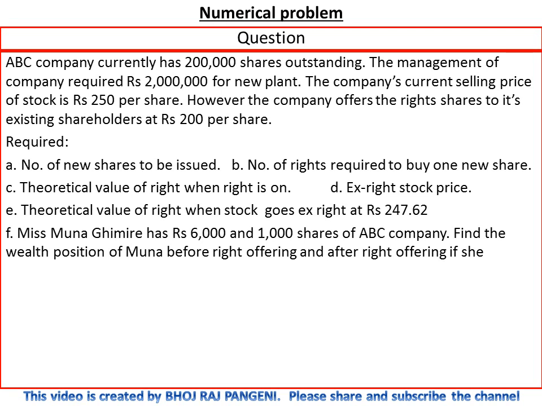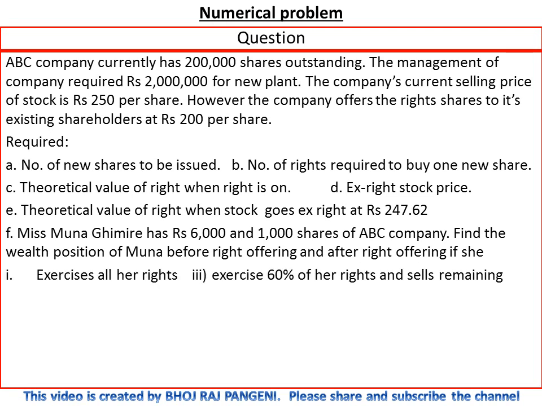F. Miss Muna Gimire has rupees 6,000 and 1,000 shares of ABC company. 6,000 is the cash value in rupees and the 1,000 shares of ABC company. Find the wealth position of Muna before rights offering and after rights offering, if she exercises all her rights, exercises 60% of her rights and sells the remaining, sells all her rights, and neither exercises nor sells her rights.